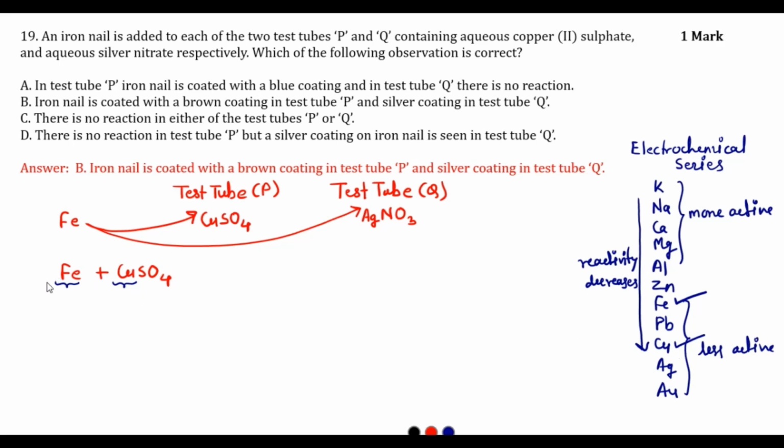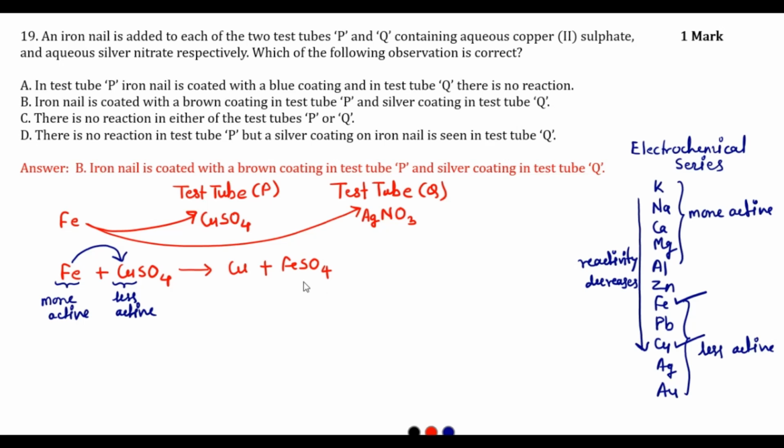So when these come in contact with each other, because iron is more active, I'll write it here. Iron is more active, copper less active. Now what happens when iron is added to copper sulfate? Iron will go and replace this copper. So what we'll get is copper plus iron sulfate, FeSO4. Copper will come outside and it will be replaced by Fe.